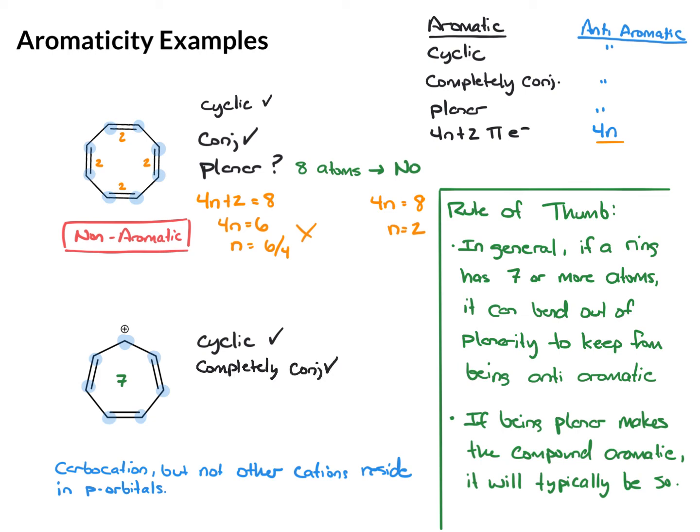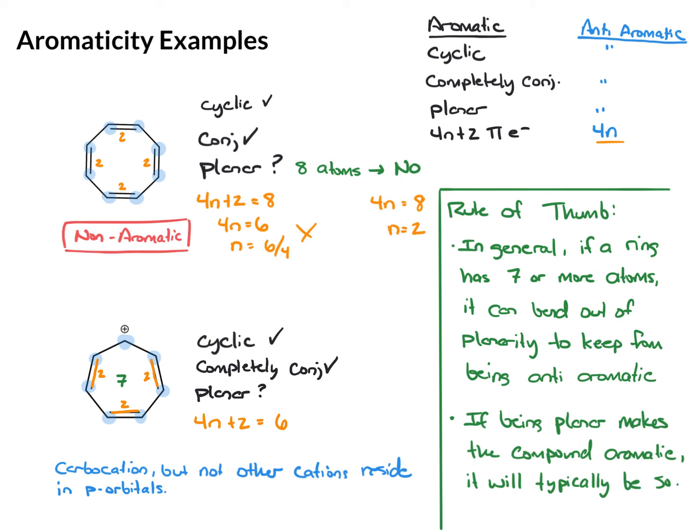Next, is it planar? We don't know for sure. So we have 7 atoms, which means it can bend out of the plane, but it doesn't have to. So let's check our final criteria, which is Huckel's rule. And we'll set 4n plus 2 equals the number of pi electrons. How many pi electrons are there? 2 in this double bond, 2 in this double bond, 2 in this double bond. So there's 6 pi electrons.